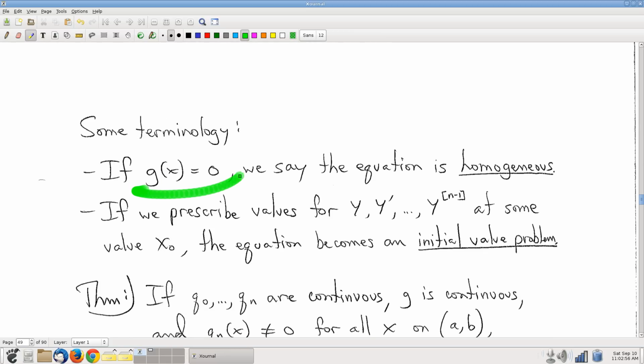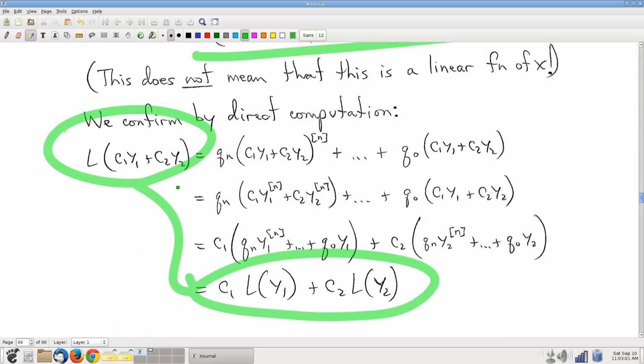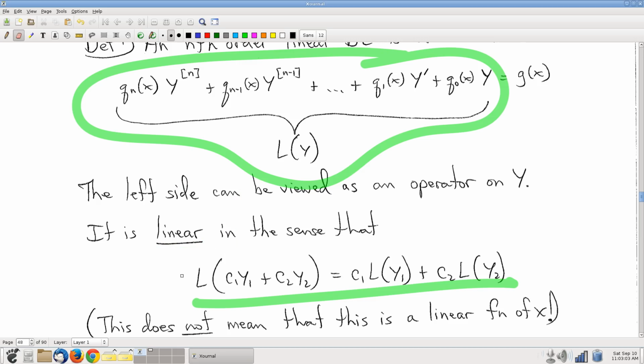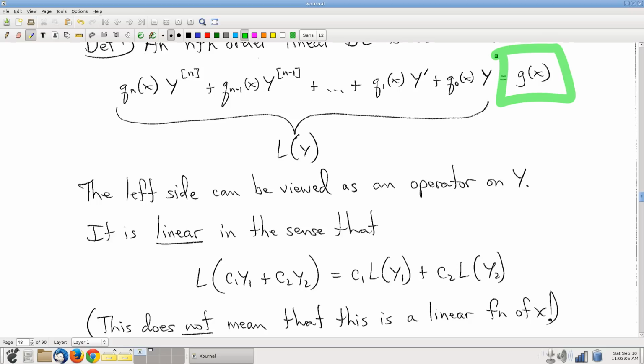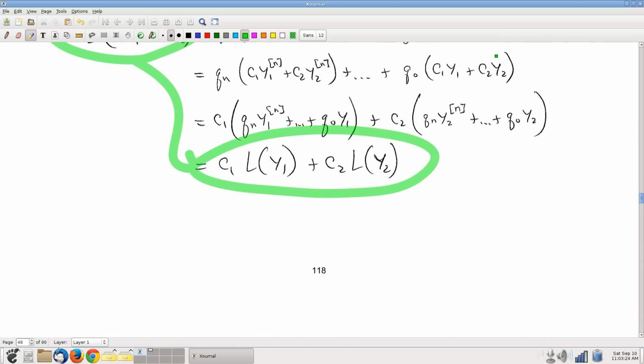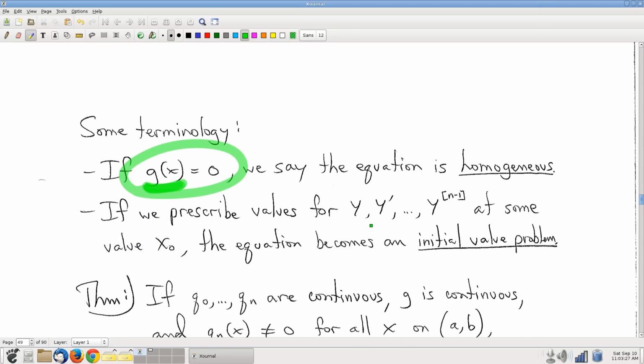If the right-hand side function is equal to 0, keep in mind that this function g of x is the right-hand side of the differential equation. There it is. If that right-hand side is equal to 0, we say that it's homogeneous. This is a borrowed bit of terminology. Recall in Chapter 1 we talked about matrix equations, and if the right-hand side of a matrix equation or a system of equations was equal to 0, we used the term homogeneous. So this is the same motivation here.